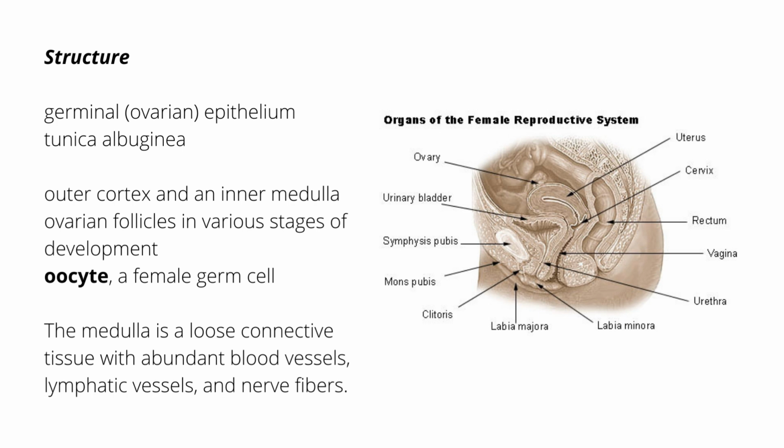The ovary's substance is divided into two parts, the outer cortex and an inner medulla. Due to the presence of numerous ovarian follicles in various stages of development, the cortex appears more dense and granular. An oocyte, or the female germ cell, is found in each follicle. The medulla is a loose connective tissue with numerous blood, lymphatic, and nerve fibers.